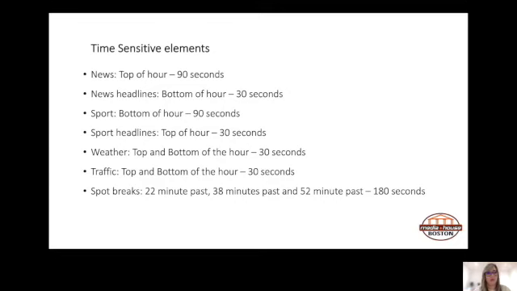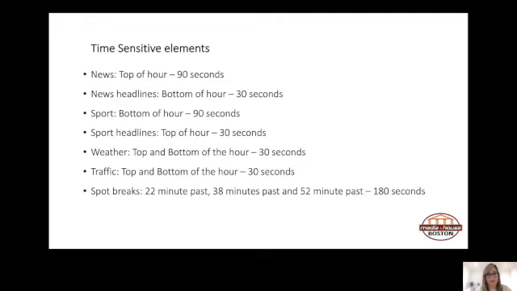So you have to include your news at the top of the hour, which will be 90 seconds. Your news headlines at the bottom of the hour, which is 30 seconds. Your sport at the bottom of the hour for 90 seconds. Sport headlines at the top of the hour for 30 seconds. Weather at the top and bottom of the hour for 30 seconds. And traffic at the top and bottom of the hour for 30 seconds. You can see this is not a breakfast show, right? This is not a morning clock that we're putting together here, a morning show clock.